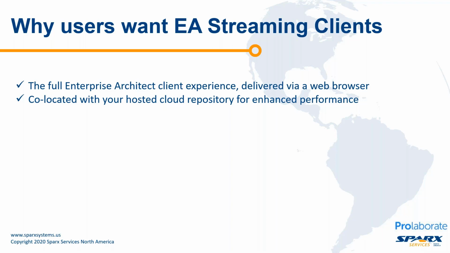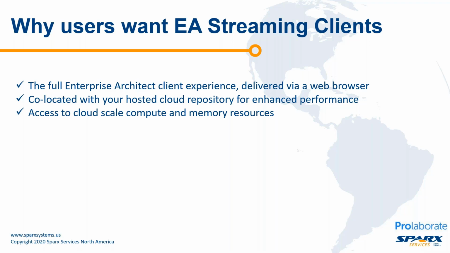By co-locating your client in the cloud next to your repository, it runs faster. And this is something that really surprised us as we got to working on this, is how much faster it is when you've got a combination of cloud scale infrastructure and the low network latency of running EA in the cloud environment.